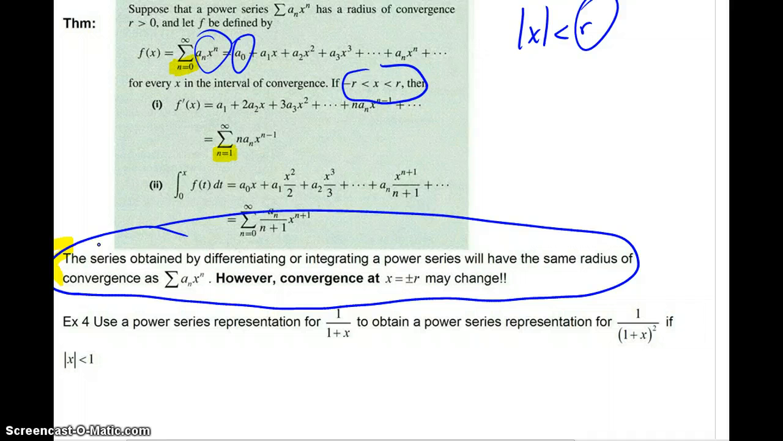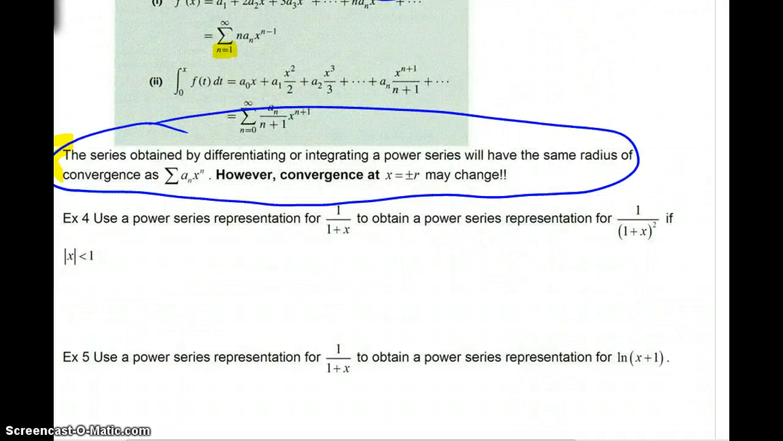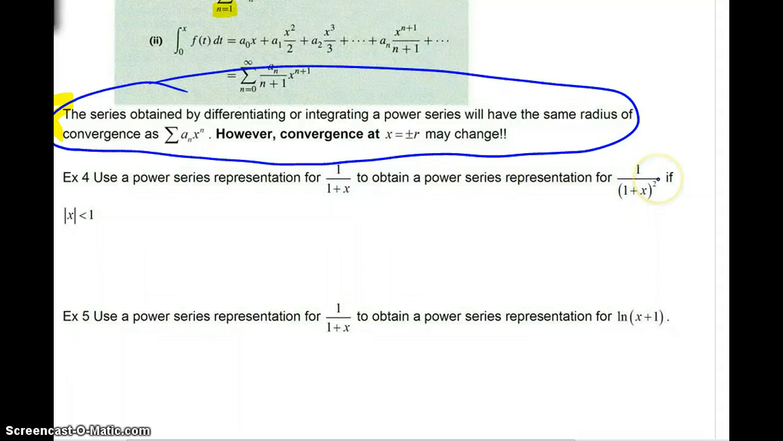Use a power series representation of 1 over 1 plus x, that very famous geometric series, to derive a new power series representation for 1 over 1 plus x quantity squared. Now, the derivative of 1 over 1 plus x is the same thing as taking the derivative of 1 plus x raised to the negative 1 power. That would be negative 1 over 1 plus x quantity squared. Obviously, it's 1 plus x to the negative 2. I just brought that down.